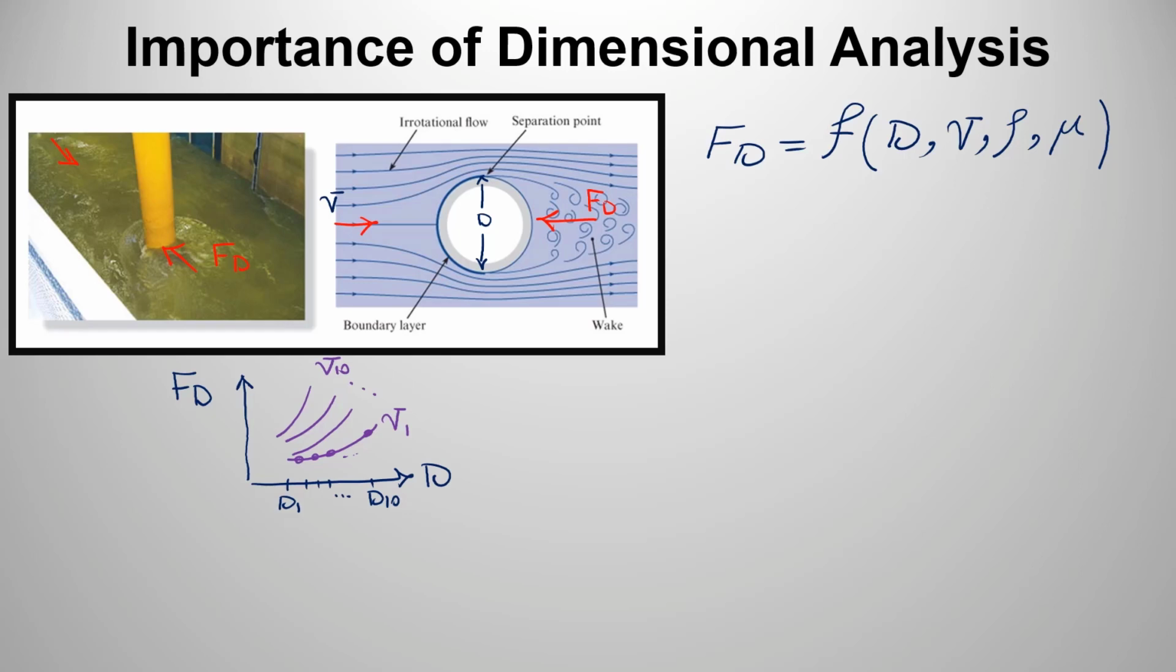In order to generate this graph that shows different diameters versus different velocities, you need to do this experiment many times. For diameter 1, you're going to repeat the experiment for velocity 1, velocity 2, velocity 3, 4, all the way to velocity 10. So this part will be 10 experiments. And because you have 10 diameters, 10 times 10 would be 100 experiments just to generate this graph.